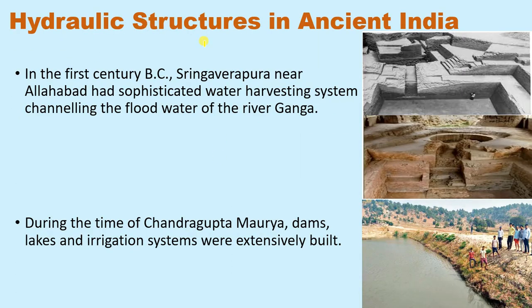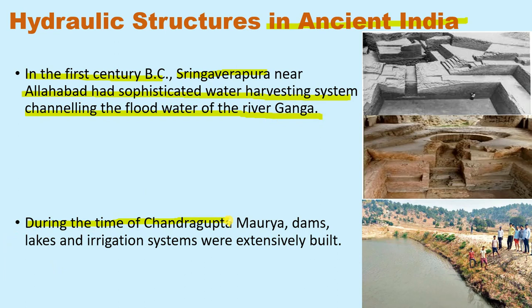Now think about some hydraulic structures in ancient India. In the 1st century BC, Sringaverapuram near Allahabad had a sophisticated water harvesting system channeling the flood water of the river Ganga. So here the picture of that construction is given. In the ancient time it was in practice to control the flood water.